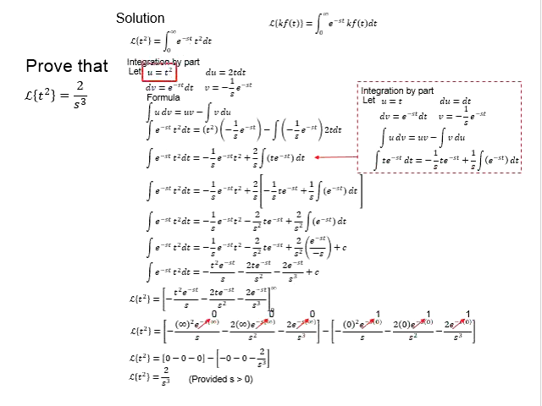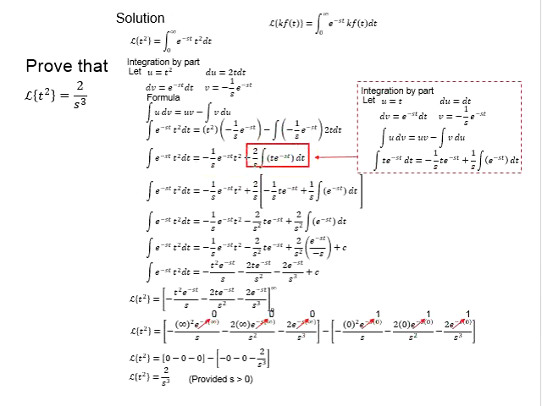Take u equals t squared, while the remaining, which is e to the power of negative st and dt, will be the dv. With the u here, differentiate it to obtain du, and with the dv here, integrate it to get the v. Substitute the values into the formula of integration by parts, u v minus integral of v du. Rearrange the functions, you will get this.